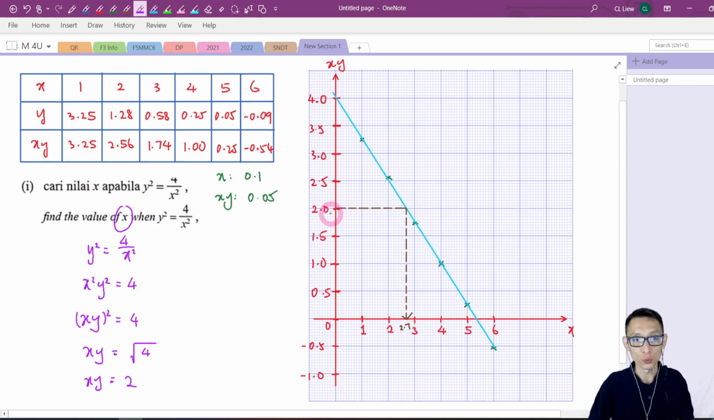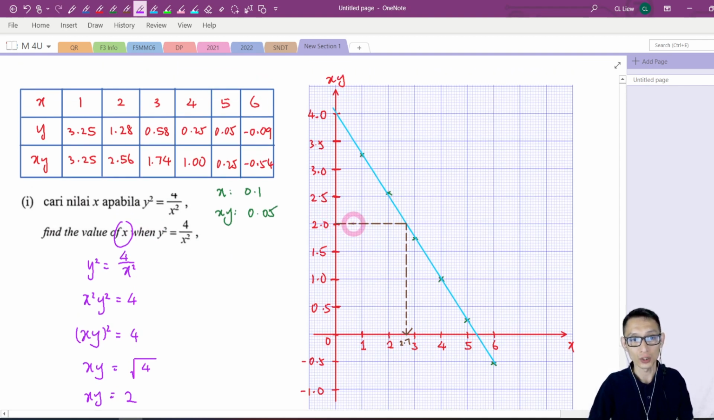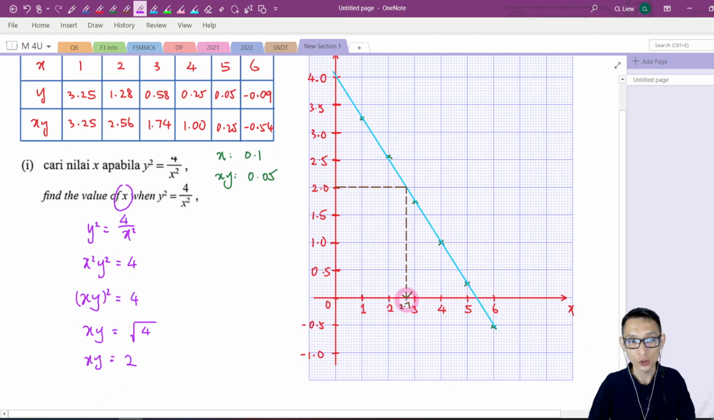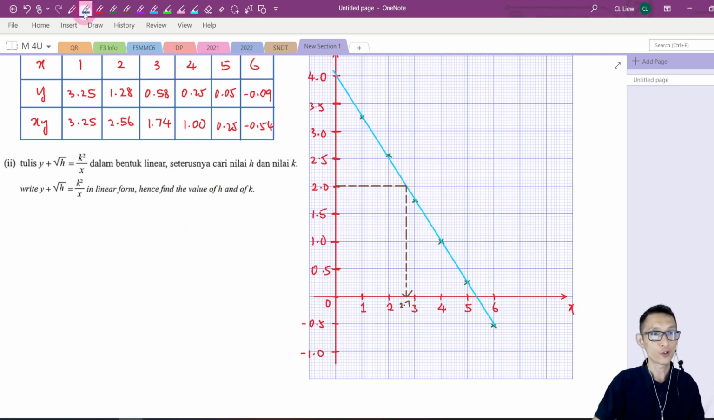So look for 2, draw a dotted line until you touch the line of best fit, then go down, make a small arrow here, and read the reading here. So according to my graph it is 2.7. So x is equal to 2.7. So this is the answer for the first part. Okay, now let's look at part 2.